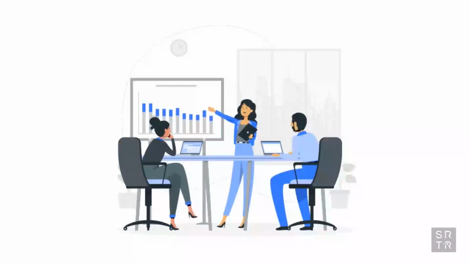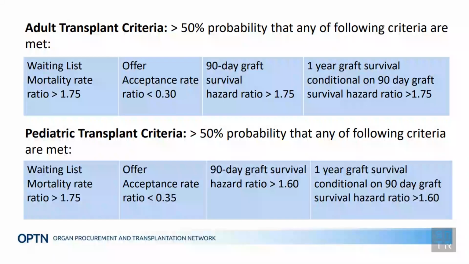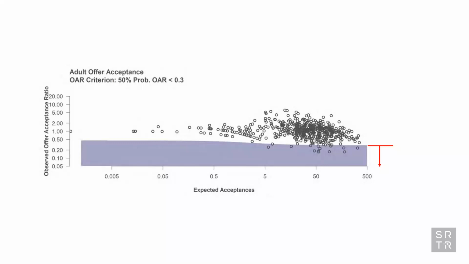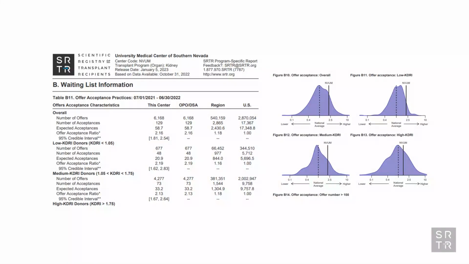The Membership and Professional Standards Committee, or MPSC, reviews transplant program offer acceptance practices using select metrics. The MPSC criteria for offer acceptance for adults is greater than 50% probability that the offer acceptance rate ratio is less than 0.3. For pediatrics, it is less than 0.35. There is also a yellow zone criteria for a pre-flagging. Basically, it is similar to the flagging criteria, with just the acceptance ratio set at a slightly lower bar. The yellow zone is 50% probability that the acceptance rate is less than 0.4 for adults or less than 0.45 for pediatrics. The data the MPSC uses is provided by SRTR in Table B11, which we mentioned earlier in this video. MPSC will consider the overall offer acceptance ratio, also shown visually in Figure B10.